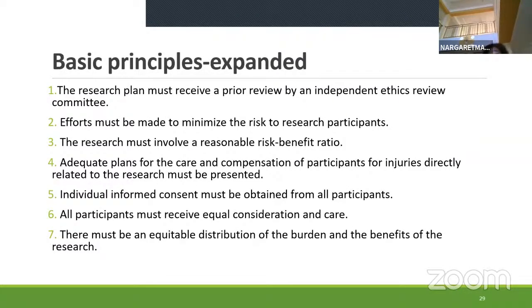There must be an adequate plan, by taking insurance, for research participants in the event that something that was not anticipated surfaces. So an adequate plan for the care and compensation of participants for injuries directly related to the research must be presented. Individual informed consent is a sine qua non and must be obtained from each and every participant. And they must all receive equal consideration and care. There must be equitable distribution of burden and benefits of the research.